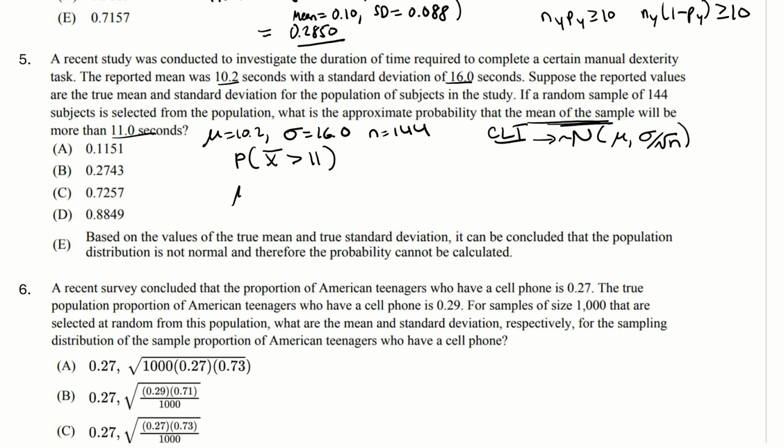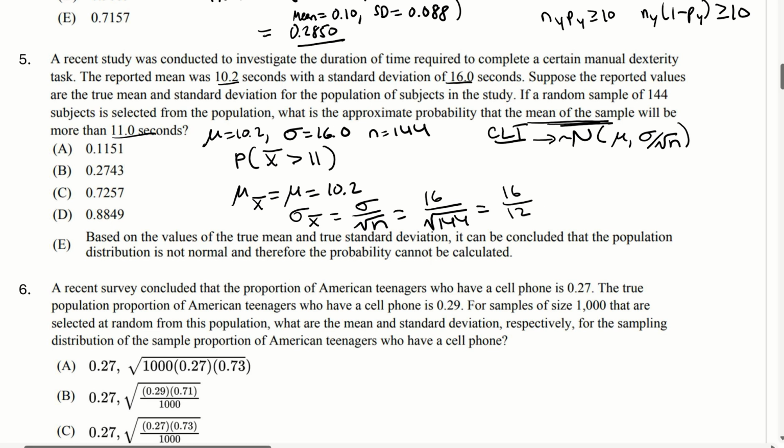So we know that the mu x bar is just mu, which is 10.2. Okay, that's in your formula sheet. And then we know that the sigma x bar is sigma divided by square root of n, which is sigma is 16 divided by square root of 144 people. Square root of 144 is 12. So this is 16 over 12. Okay, so this reduces to 4/3.